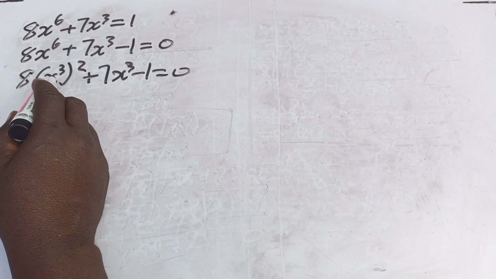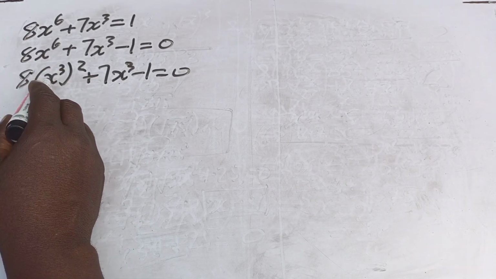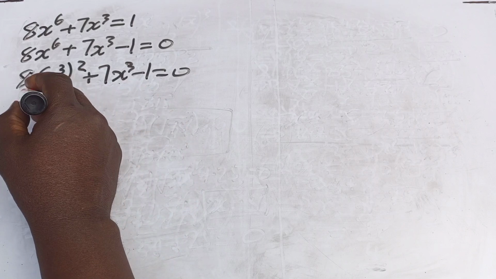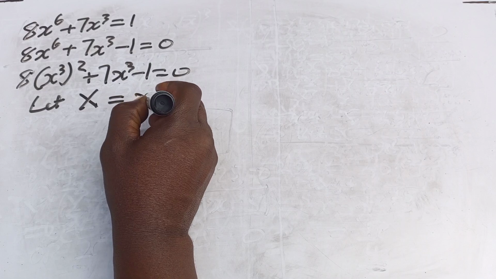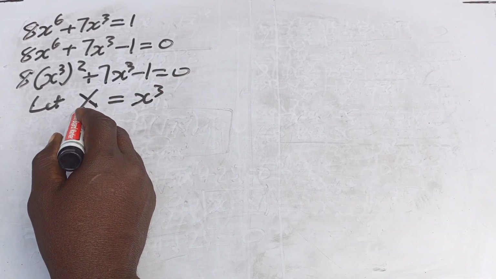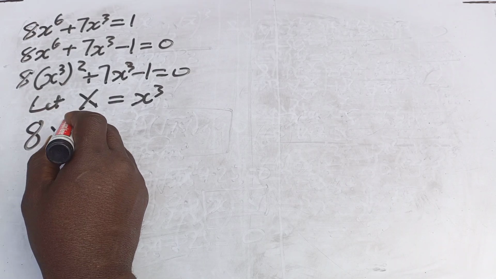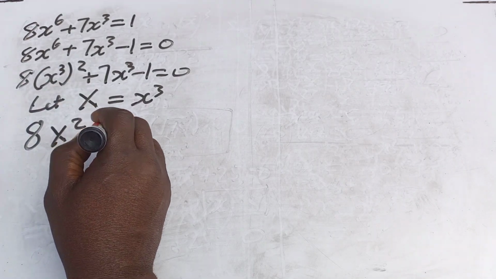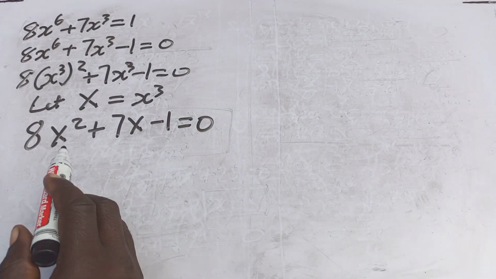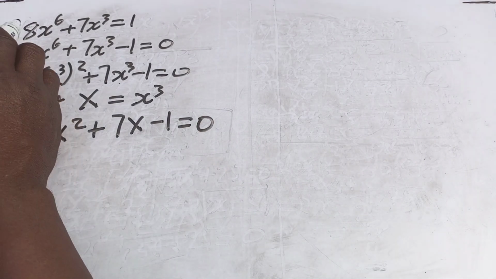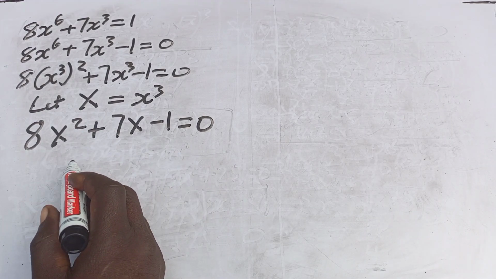You see, we have chosen x cubed because here there is x cubed. Now, our external power is 2, which makes this a quadratic equation. Alright, let's make it clear. If we do the transformation, capital X to be x cubed, wherever I find x cubed, we'll put capital X. So this equation now becomes 8 capital X squared plus 7 capital X minus 1 equals 0. This is the quadratic equation. We have reduced that equation of degree 6 to an equation of degree 2.